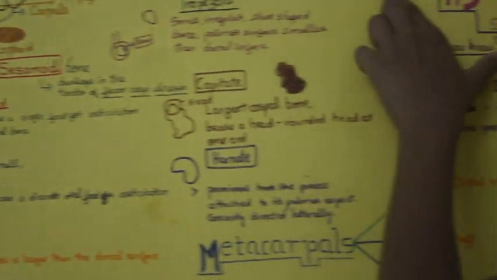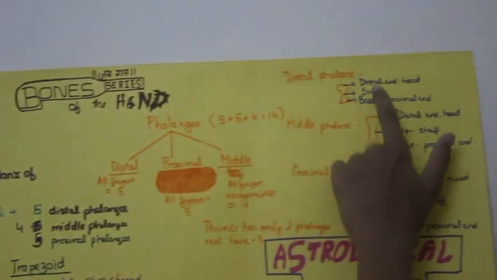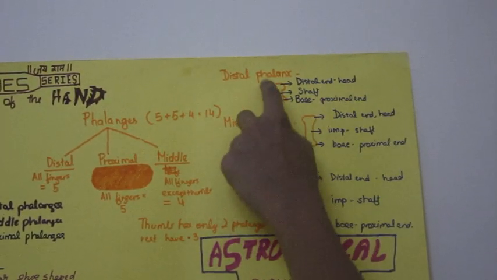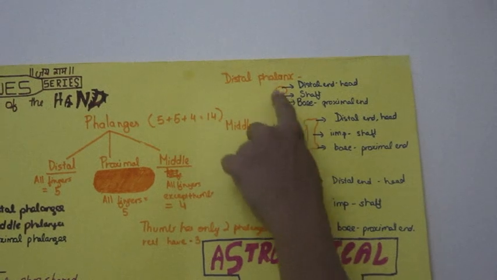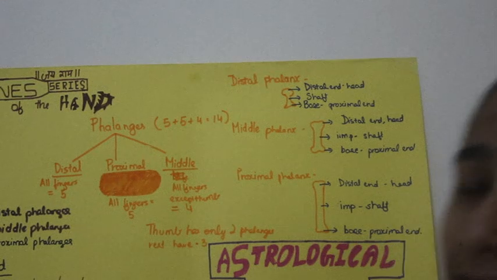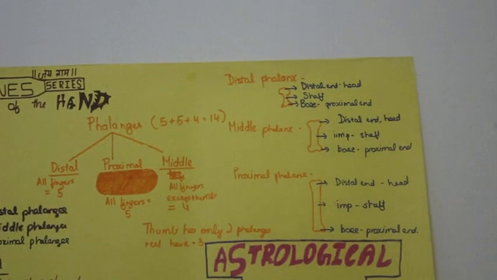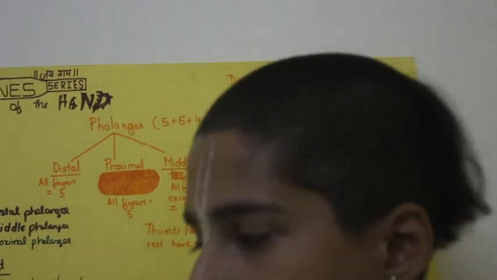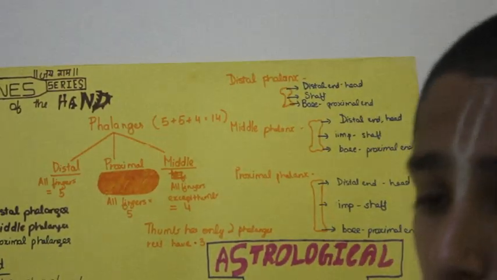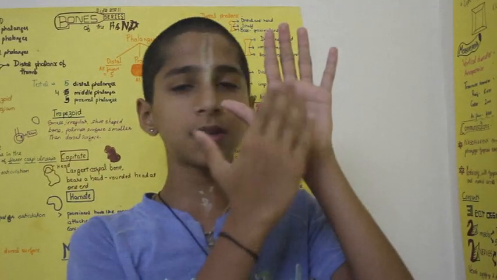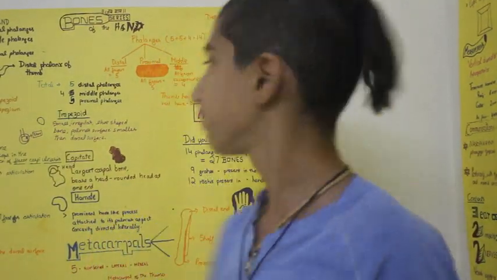So the thumb has only 2 phalanges and the rest have 3. This is how a distal phalanx looks. Its distal end is its head, so you can see it's somewhat like a tubercle-like thing. And the shaft is relatively small compared to a long bone, but anatomically it's a long bone. And its base is its proximal end. So distal is away from the palm, whereas proximal is towards the palm. Dorsal is the back side of the palm, and the palmar surface is the front side, the palm.